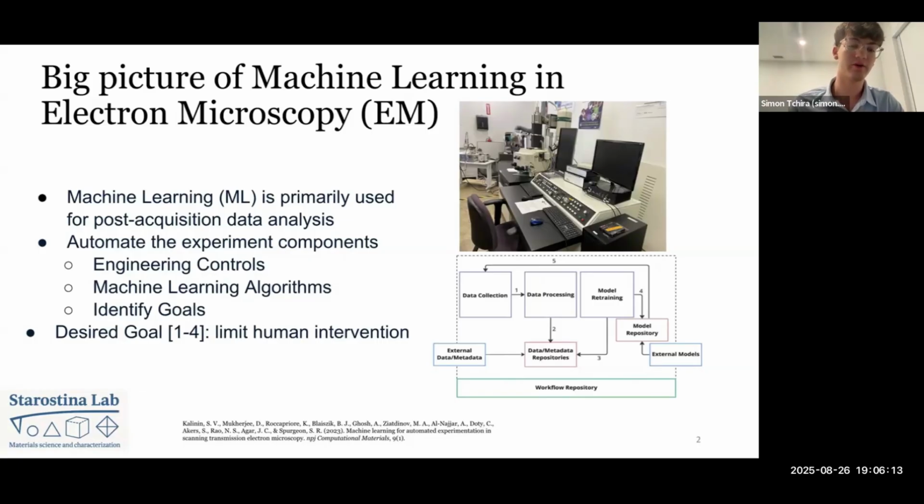The goal of automated experiments is to minimize human intervention, as humans are more prone to errors and humans can also be inconsistent within their findings.